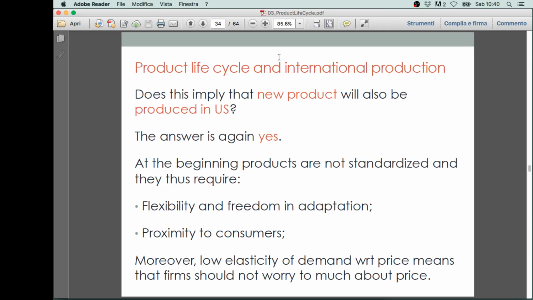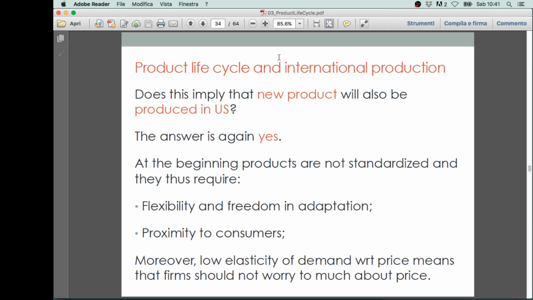Now, does this imply that new products will also be produced in the US? And the answer again is yes. Why? Well, because at the beginning, when you are in the invention phase, products are not standardized. They will be changed several times, depending on the preferences of the consumers.